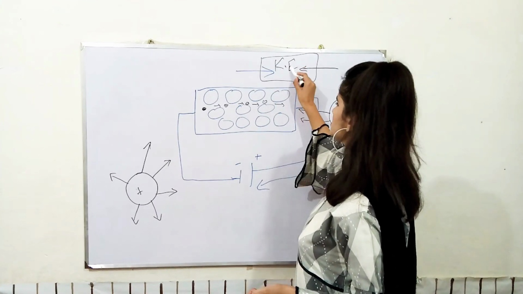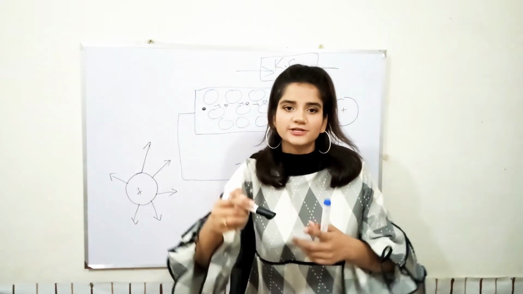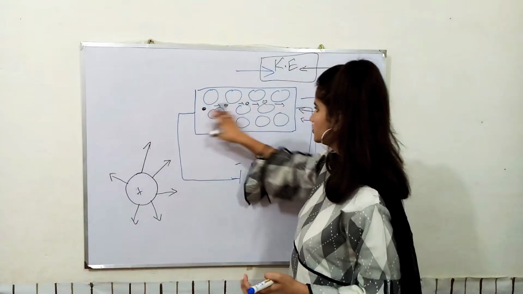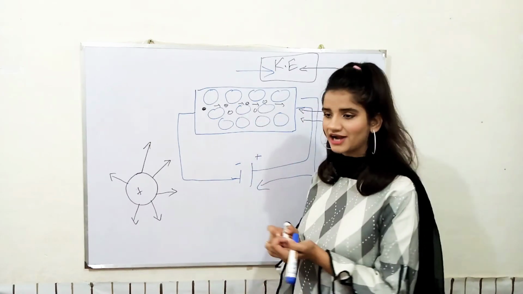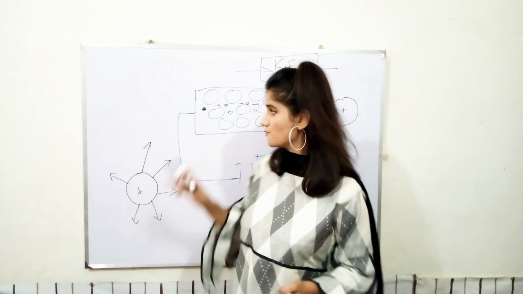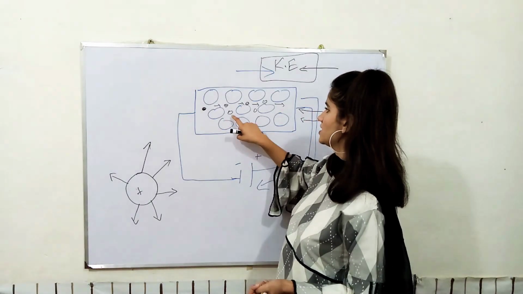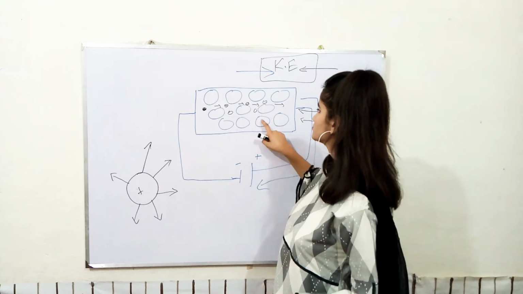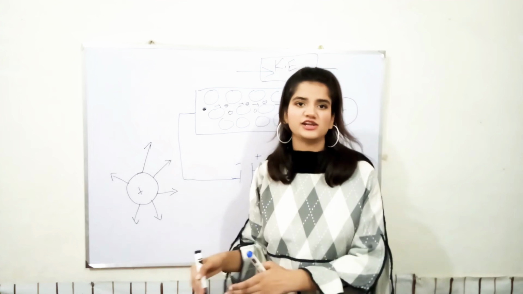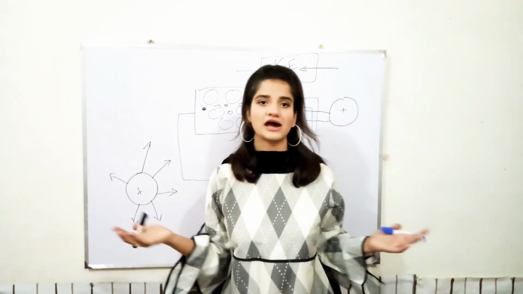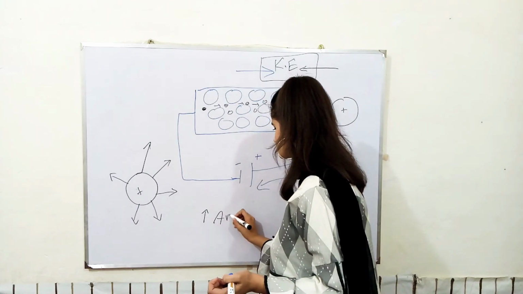When this direction is opposite, kinetic energy is produced in these electrons. When their kinetic energy is increased, during movement they collide with atoms of the conductor. During that collision, what happens? When these electrons, which already have high kinetic energy, collide with these atoms of the conductor, they increase their kinetic energy as well, so that average kinetic energy is increased.